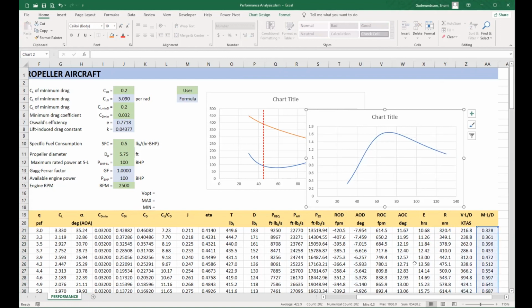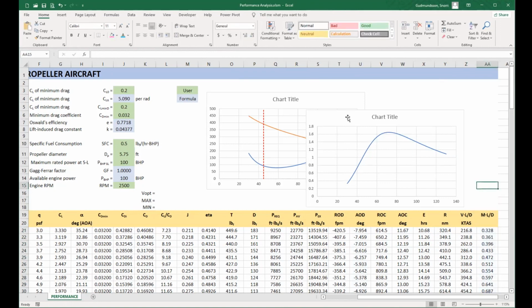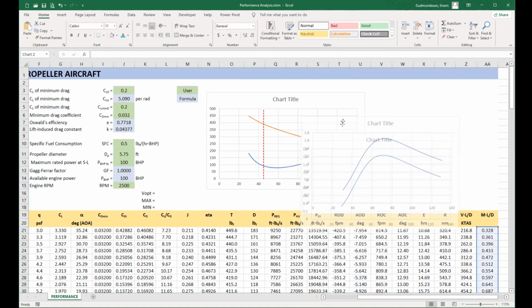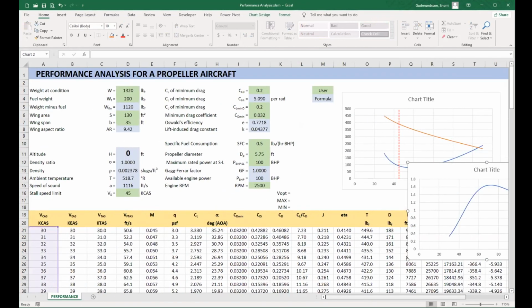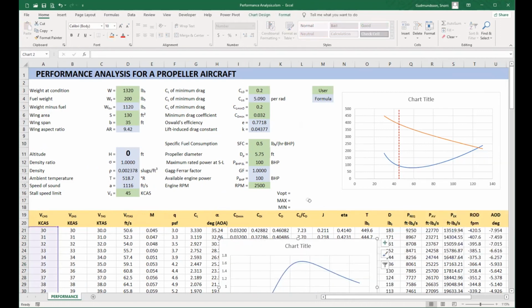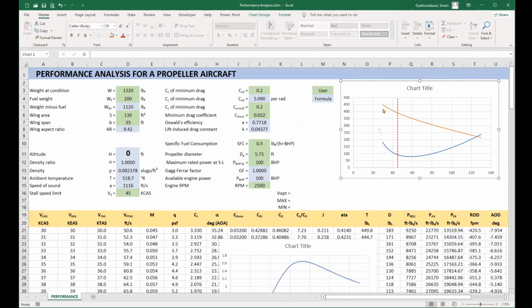What we say is that the best rate of climb is this much and it occurs at this airspeed. The best range is this far and it occurs at that airspeed. And the maximum lift to drag ratio is this much and it occurs at the other speed, and so forth. The first step is to identify the maximum and minimum of each column of interest. This is accomplished using the max and min functions as shown.